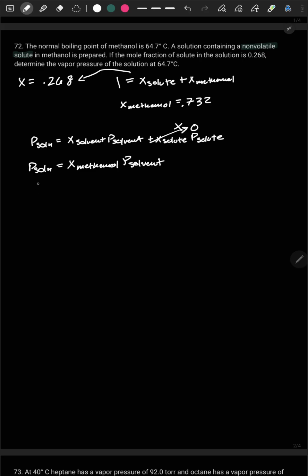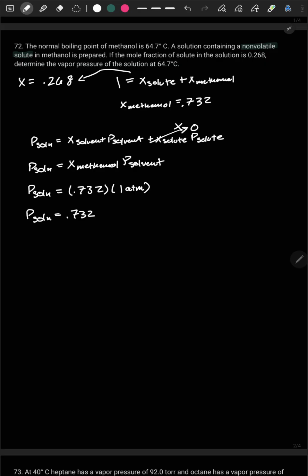So let's just go ahead and plug and chug right here. So the P of the solution is equal to 0.732 times the, sorry about that, I got a little caught up on my words. So this is actually correct, it's 0.732. And then we are going to be multiplying by the pressure at which this is true, and that would be at 1 atmosphere. So in this case, the pressure of the solution is just equal to 0.732.